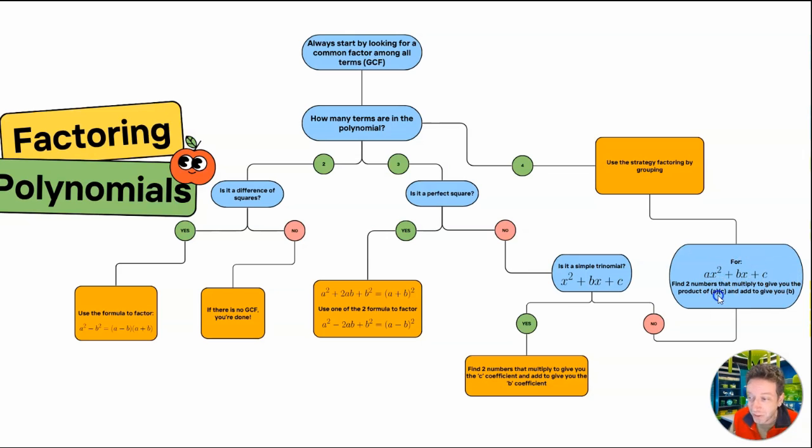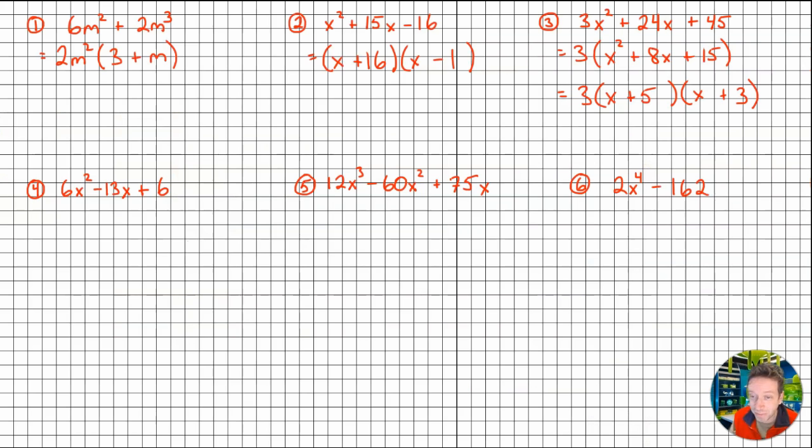So what we're going to do now for this complex trinomial, we're going to find 2 numbers that multiply to give you the product of a and c, so the first and last number, and add to give you b. So for this example, if we take a and c, 6 and 6, we get the number 36.